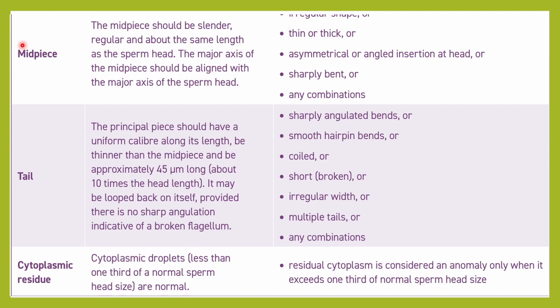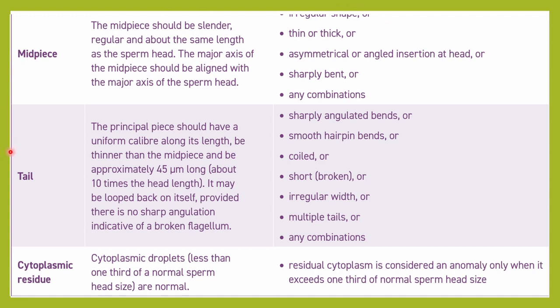Similarly, the midpiece. The midpiece should be slender, it should be regular, and it has to be about the same length as that of the sperm head. The major axis of the midpiece should be aligned with the major axis of the sperm head. This is normal. Now what can the abnormality be? It can be thinner than the head, thick, asymmetric, angled, sometimes sharply bent. So these could be the midpiece defects.